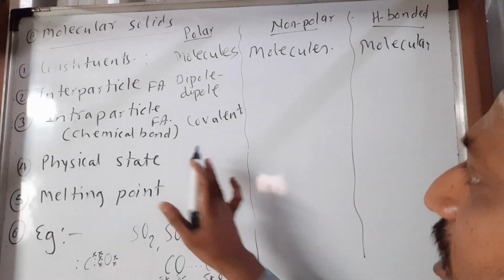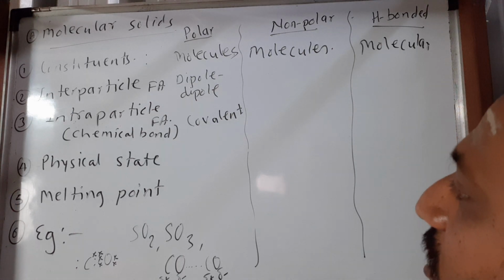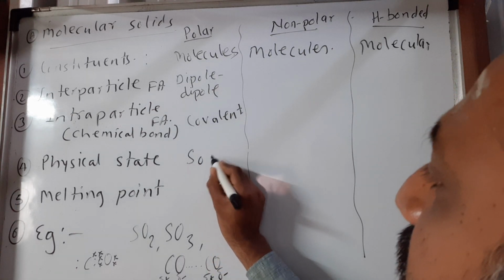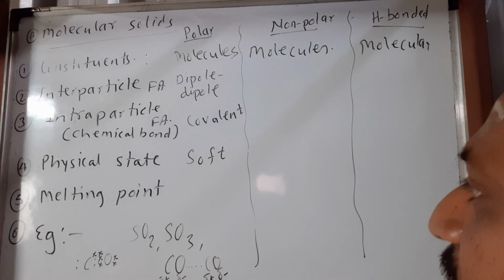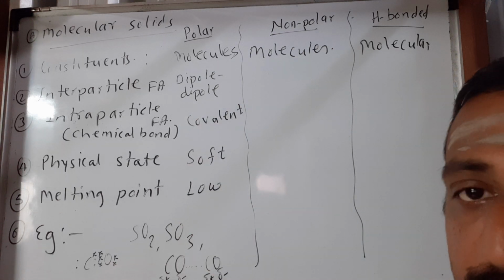Now what about the physical state of the polar molecular solids? Polar molecular solids, of course, they are solid. Here they are soft solids. What about their melting points? They have low melting points, and here the examples are given.